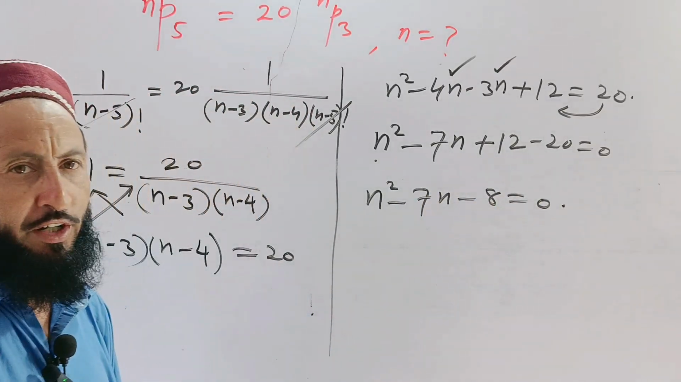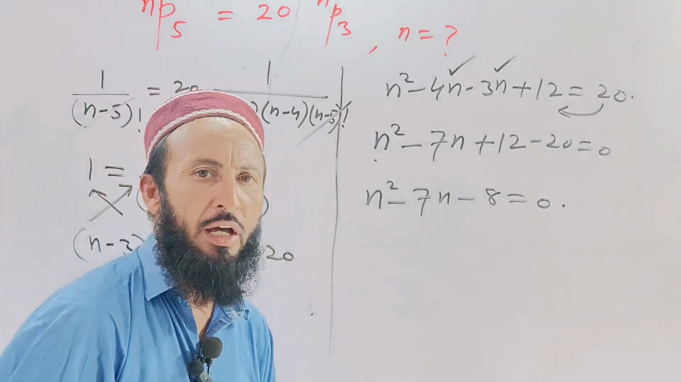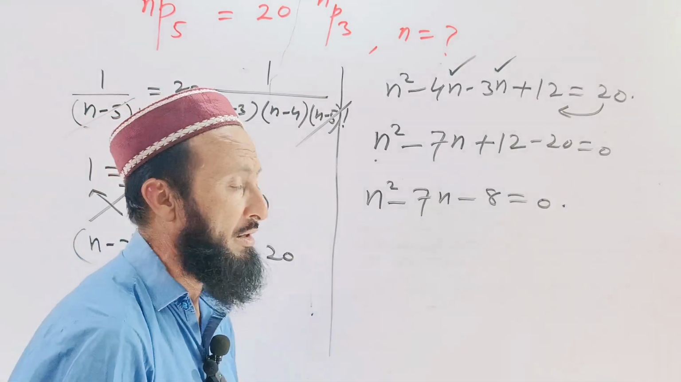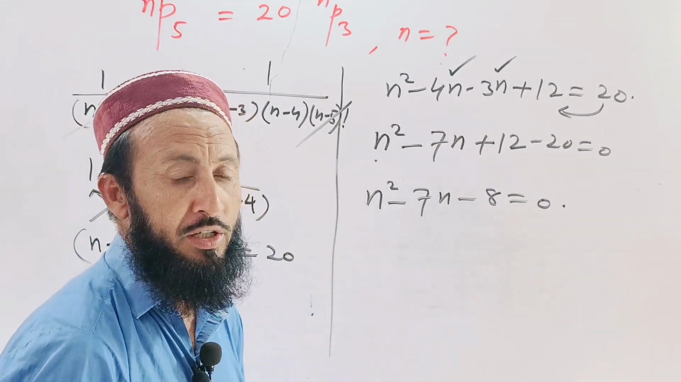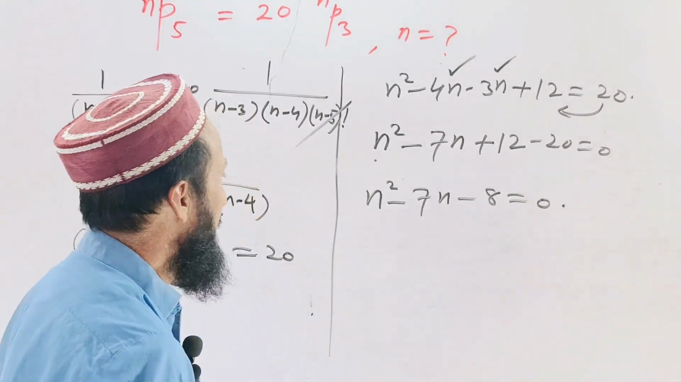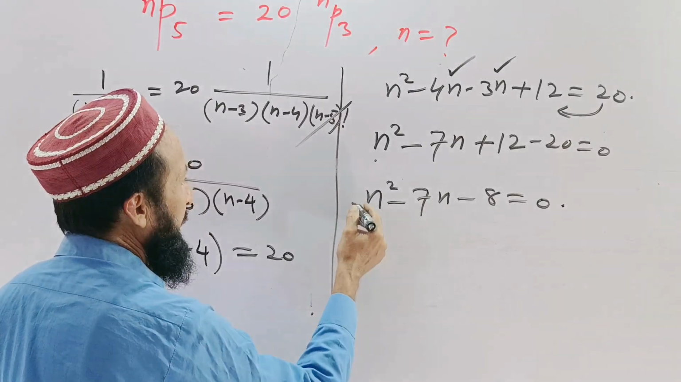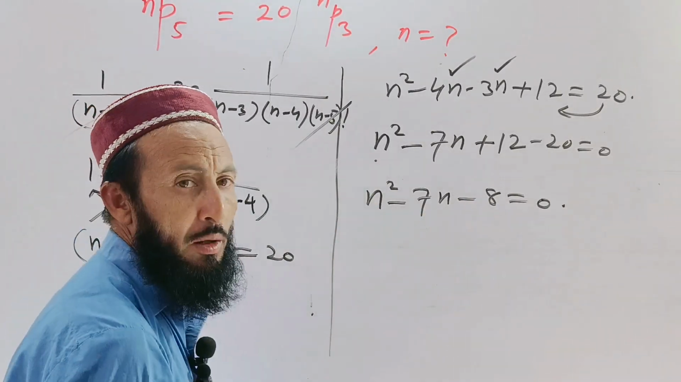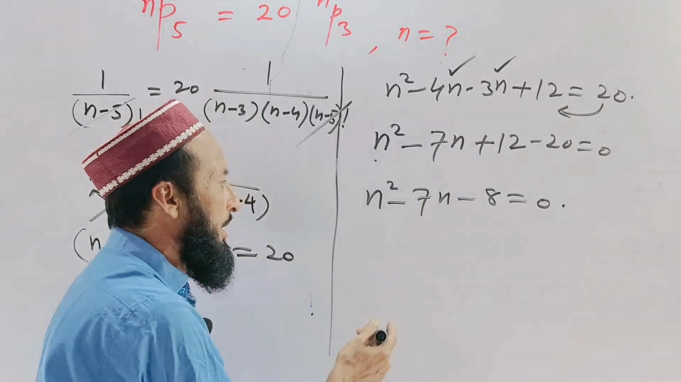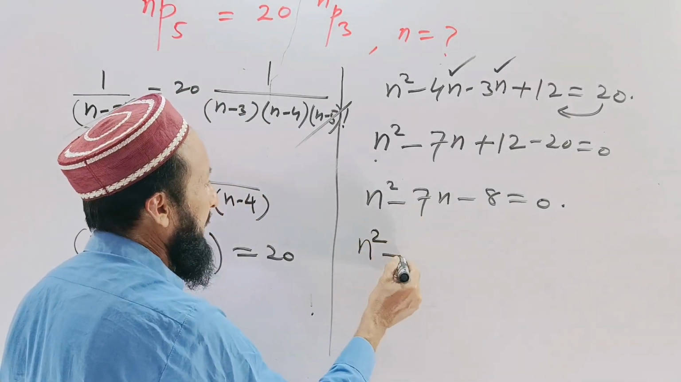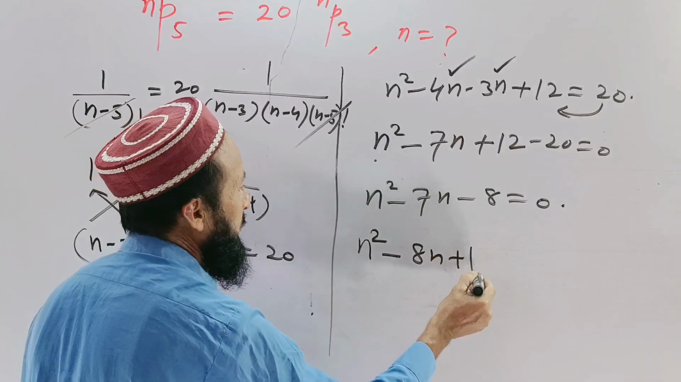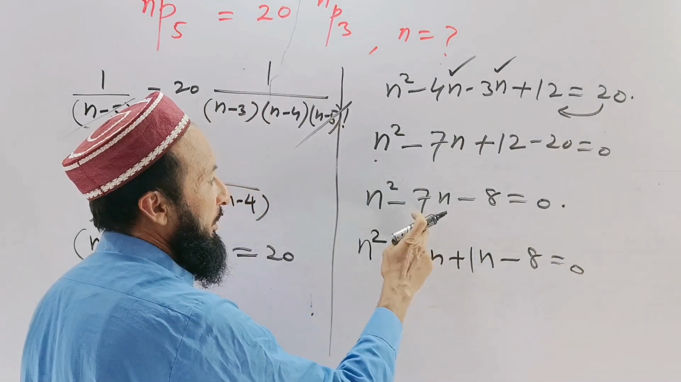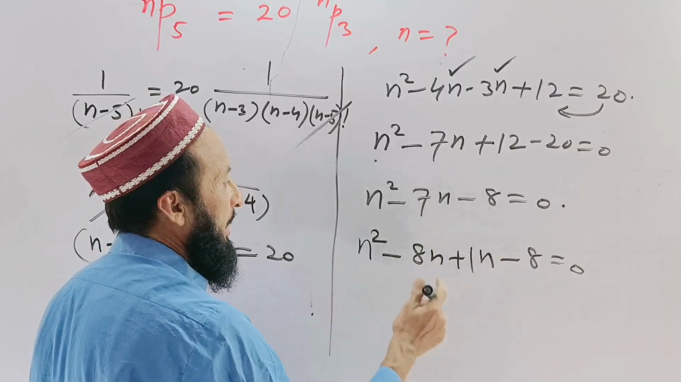So we are using the factorization method. There are 3 methods we can apply here: factorization, the quadratic formula, and completing the square. The first term is 1 and the last term is minus 8. If we multiply we get minus 8, and the middle term required is minus 7. So we need 2 factors: minus 8n plus 1n minus 8 is equal to 0. Minus 8 plus 1 gives minus 7, and if we multiply we get minus 8.